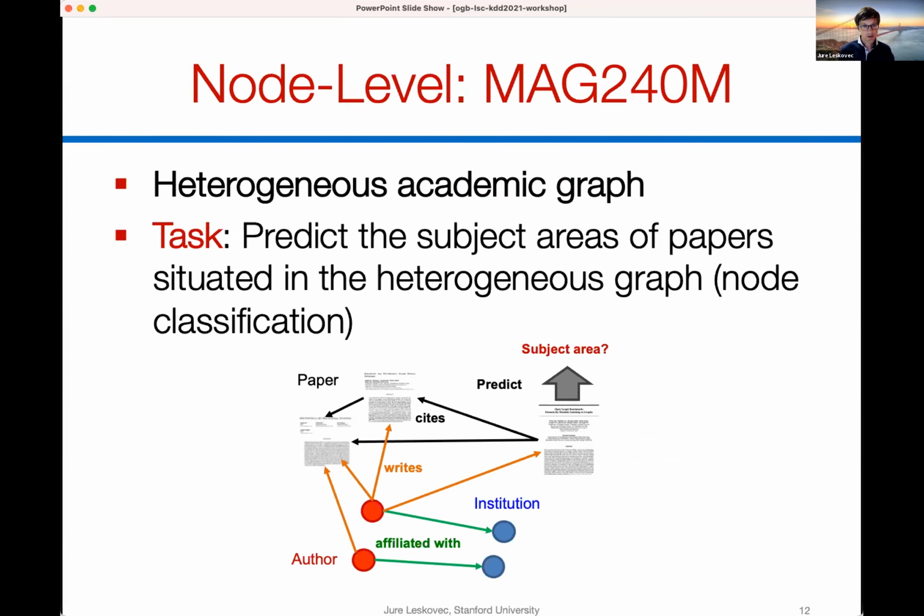So the node level classification data set comes from Microsoft Academic Graph, and this is a heterogeneous graph capturing academia. So we have nodes: institutions, authors, papers, citations between them. And the goal of this node classification task was to predict the subject area of the paper situated in this heterogeneous graph of, as I said, institutions, authors, papers, and then affiliations, authorships, and citations between the papers.